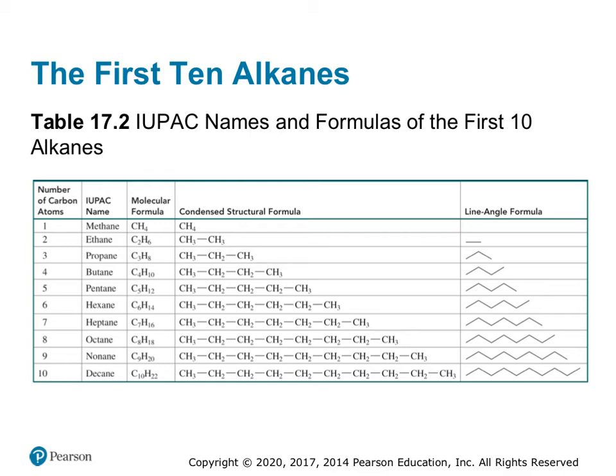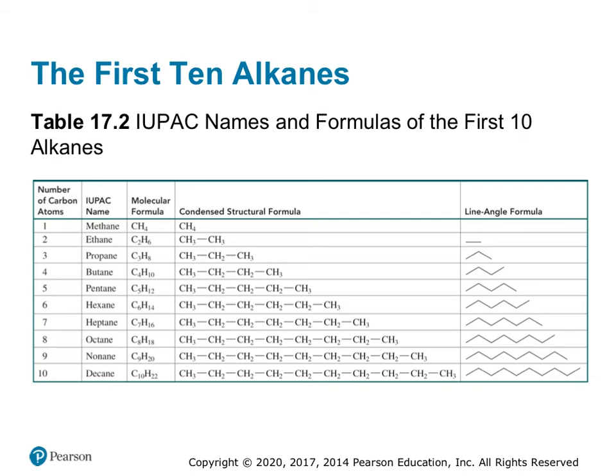So these are the names and formulas of the first 10 alkanes. So we have methane with 1 carbon atom, 2 carbons is ethane, 3 carbons is propane, 4 carbons is butane, 5 is pentane, 6 hexane, and so on down the line until we get to 10 decane.